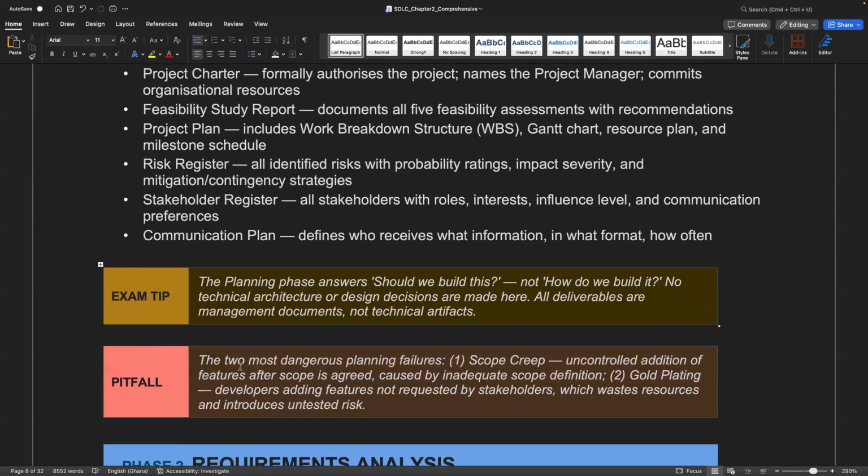Okay? So the two most general planning failures: the first is scope creep, which means that if you don't have a proper or a strict scope, some scope may creep in while in the initial plan it wasn't there. Or the developers may be adding some features that the customers have not even thought of. Okay, so it's very, very important that we know all of these.